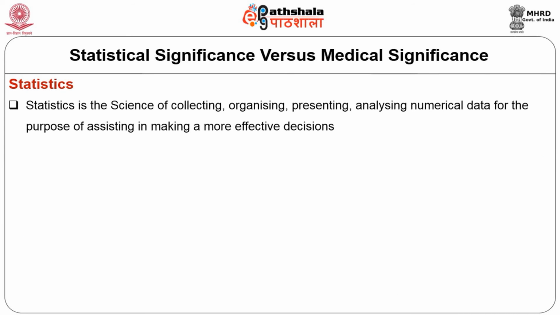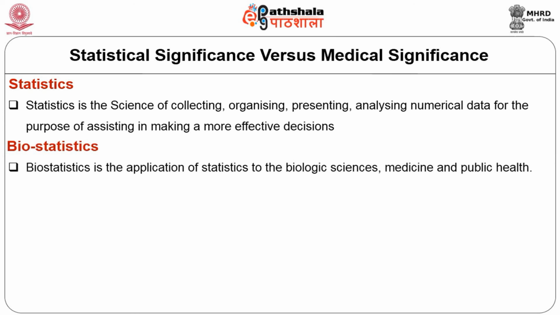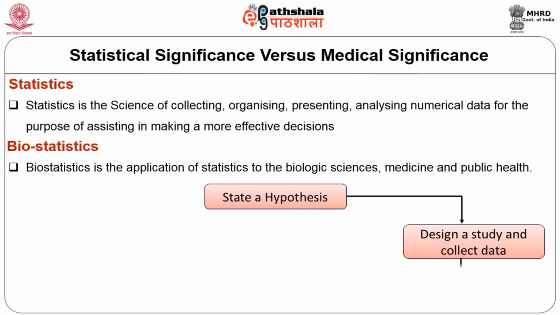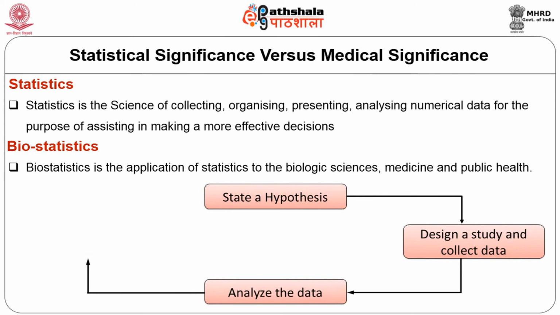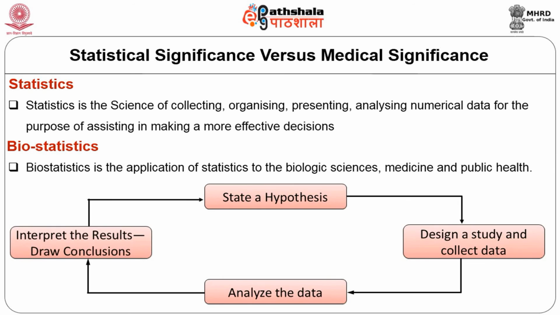Then coming to that, what is statistics basically? Statistics is a science of collecting, organizing, presenting and analyzing numerical data for the purpose of assisting in making more effective decisions. When we use it for biological sciences, it becomes biostatistics. We start with a hypothesis, which was taught in the earlier class, and we design the study, we analyze the data, and we interpret the results.